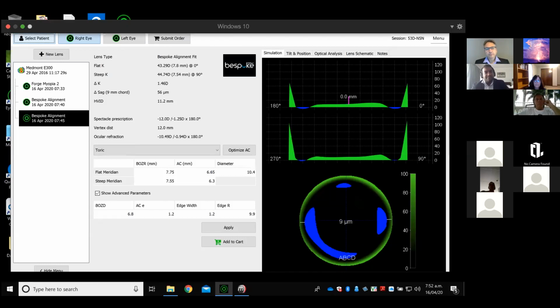Now, Charles, just wanted to get your opinion. Who is the most ideal candidate for, say, a bespoke fit? I use it a lot on my high regular and asymmetric astigmats, but still within the parameters of what we'd call a normal cornea. Quite a lot.